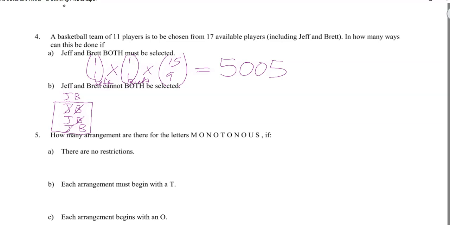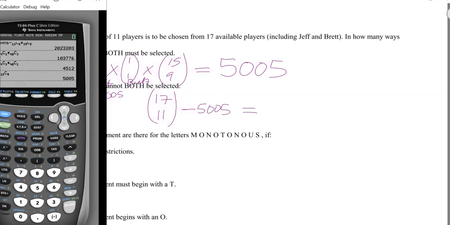Neither of them, this. Now we have this number. We know what this is. Both of them being selected is 5,005. Now if we just take 17 choose 11, that's the total number of ways we can pick the players. We don't care about anything. And from that, we will subtract the 5,005, because those are the number of ways where they're both on the team. And then what we're left with is the other 3 possibilities. Neither of them are on the team, one of them is but the other one isn't, or vice versa.